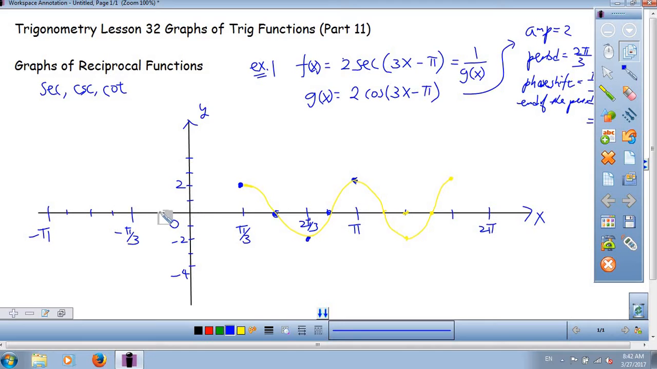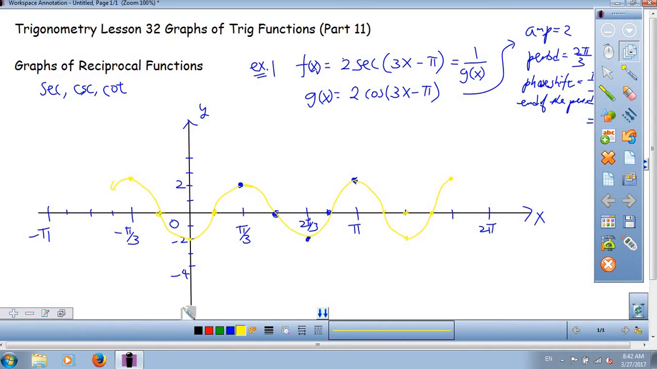So from pi over 3 to negative pi over 3, it's also going to complete one cycle. So let me go ahead and sketch that for you. We will follow the pattern, but we'll follow the pattern backwards. So we'll go down here, and go down, come back up, and then come back up like this. Okay, and then we'll keep going.